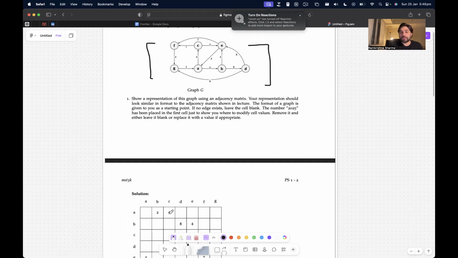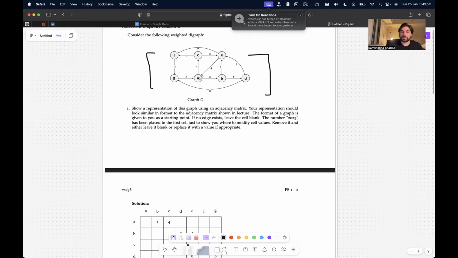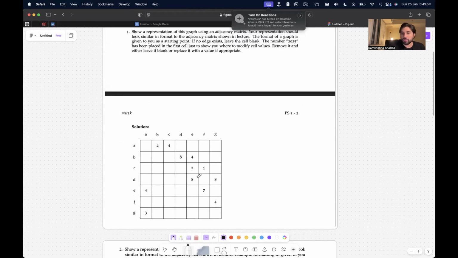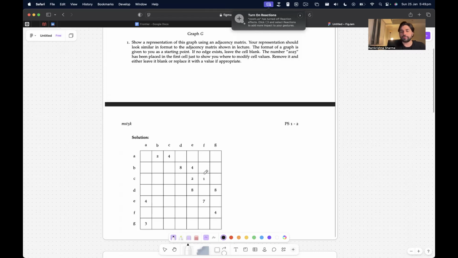We can also see that there's a connection between A and C of weight 4, and that's true. So you go to row A, column C, and put a 4. That's essentially how this adjacency matrix is built up. We see a connection from D to E: row D, column E, weight 8. That's the way this is done, and the rest of the adjacency matrix is built using this convention.